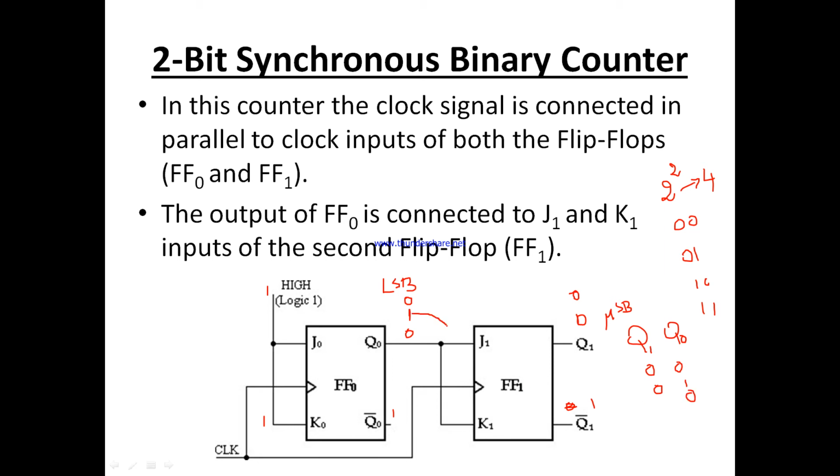Now here the input is 1, so both inputs are 1. The 1 will go to the second flip-flop as 1 1, so the previous output is complemented and Q1 becomes 1. Similarly, the next output will be 1 1. After 1 1 it will again count 0 0, so this operation rotates. This is the operation of a simple 2-bit synchronous binary counter.